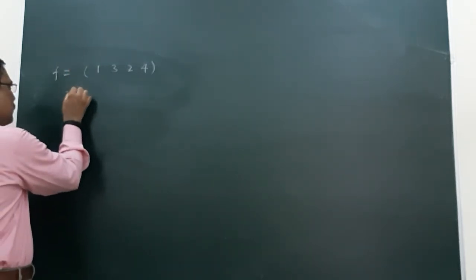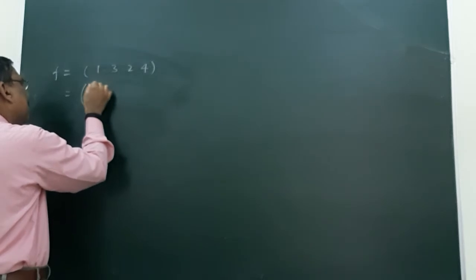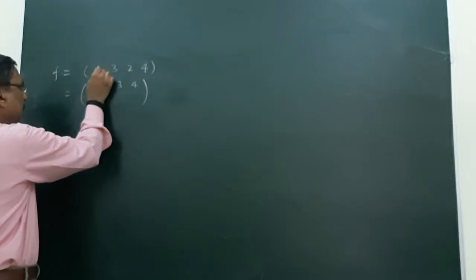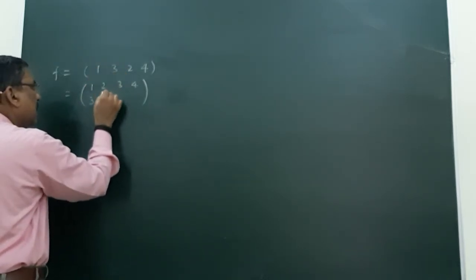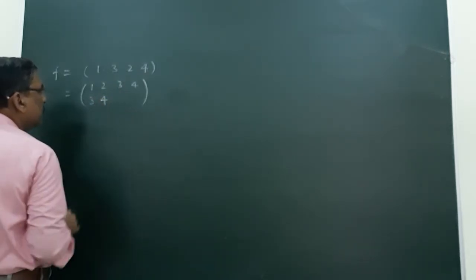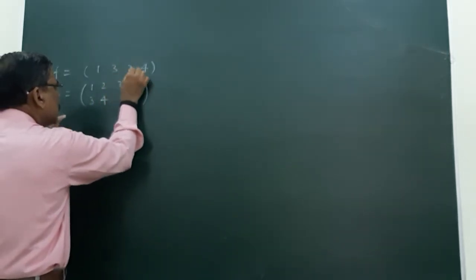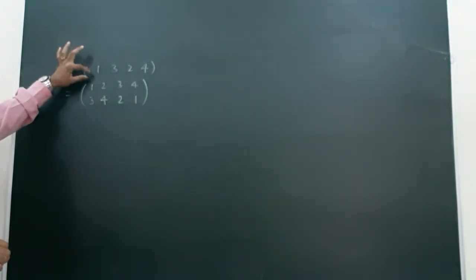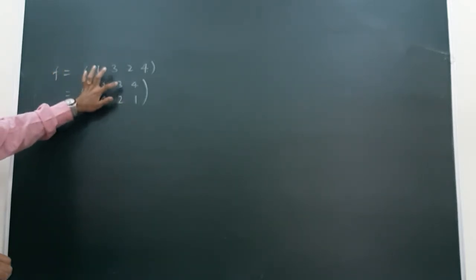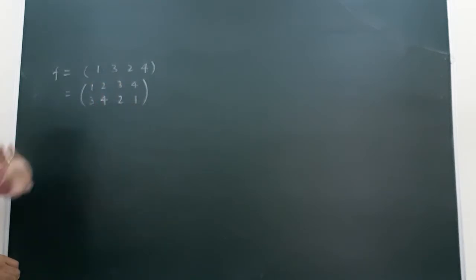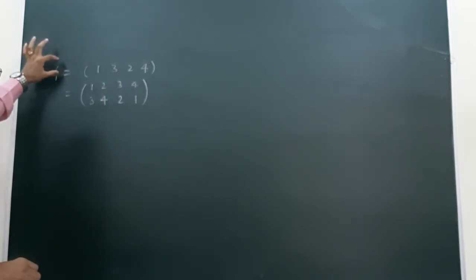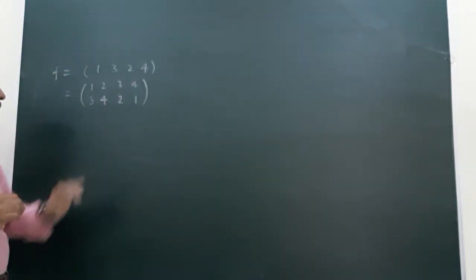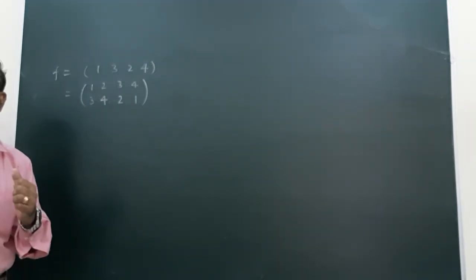So I can express this cycle as a permutation as 1, 2, 3, 4, and can write the image of 1 is 3, the image of 2 is 4, the image of 3 is 2, the image of 4 is 1. This is the permutation, and therefore this permutation's image of 1 is 3, 3 is 2, 2 is 4, and 4 is 1. So this is the representation of the cycle, and this is the permutation related to this cycle. Now we want to find out the order of this cycle.